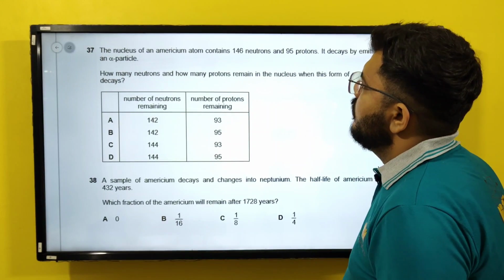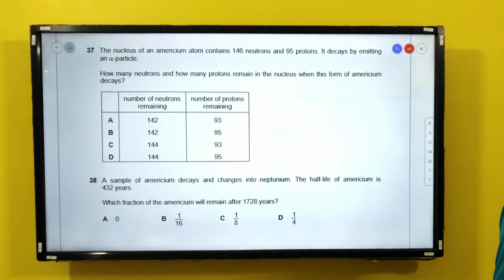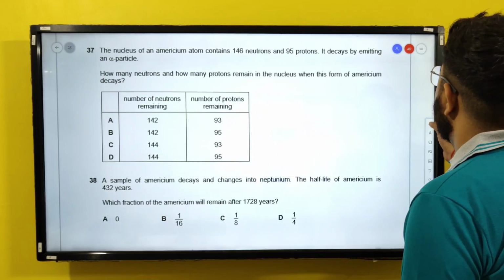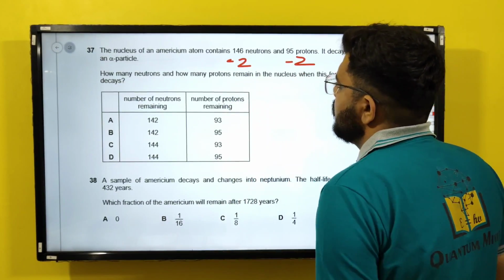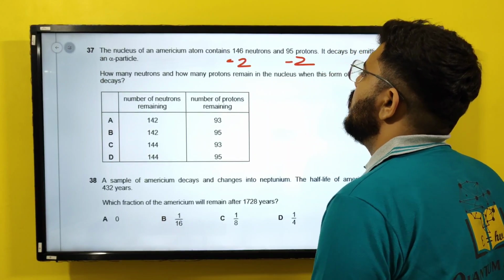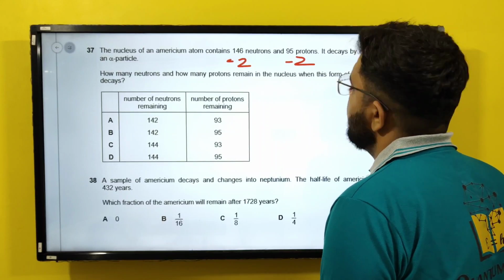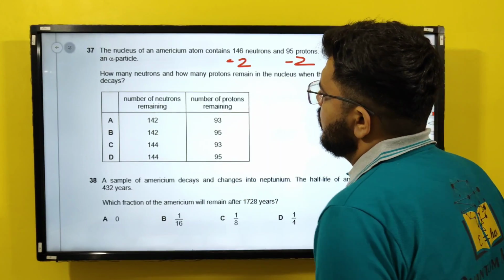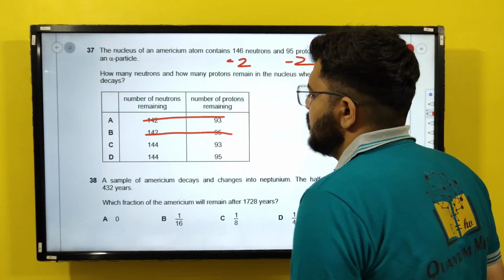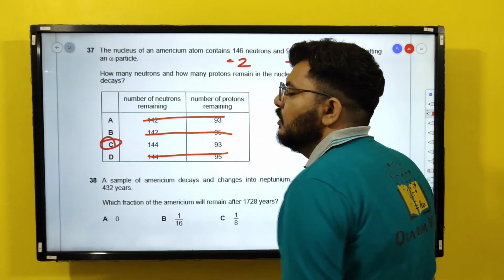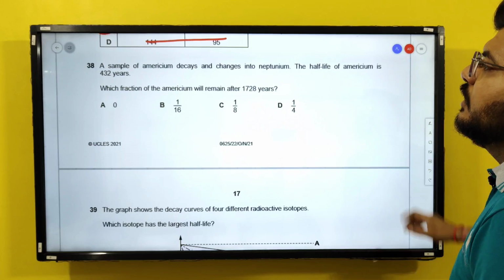Question 37. The nucleus of americium atom contains 146 neutrons and 95 protons. It decays by emitting an alpha particle. So it loses 2 neutrons and 2 protons. How many neutrons and how many protons remain in the nucleus when this form of americium decays? So number of neutrons is 146 minus 2, so 144. These two are out of question. And 95 minus 2 is 93, so this is out of question. Answer is option C.